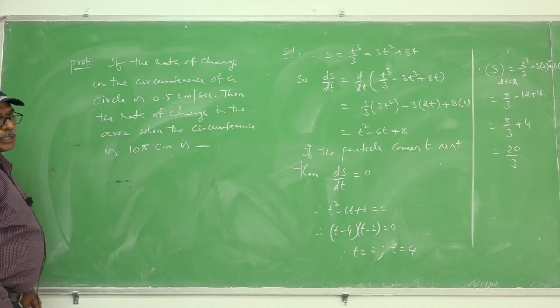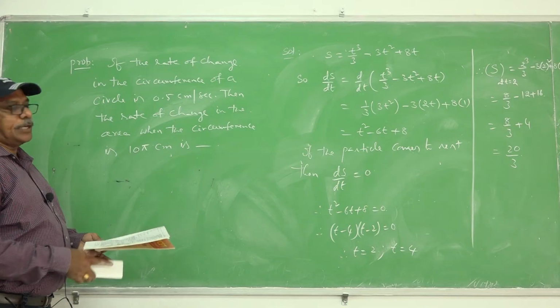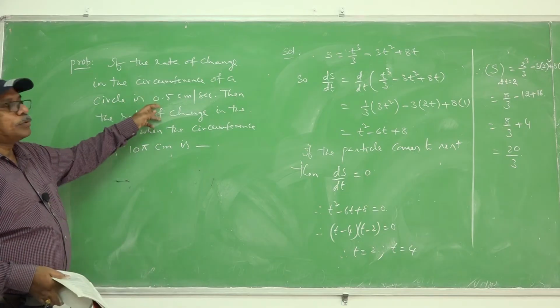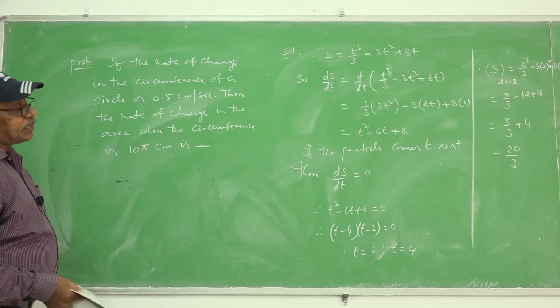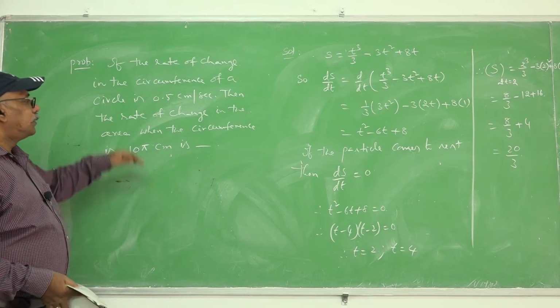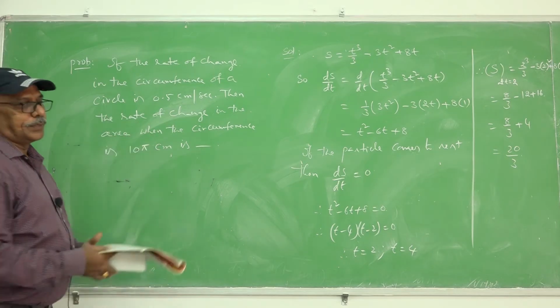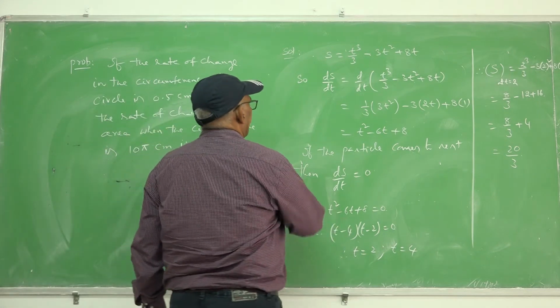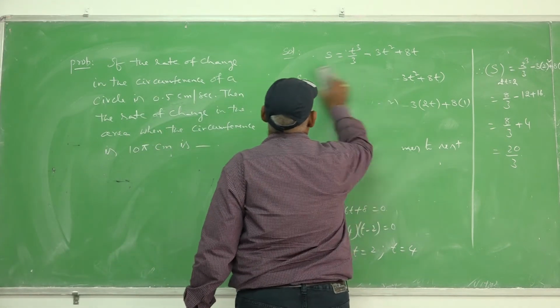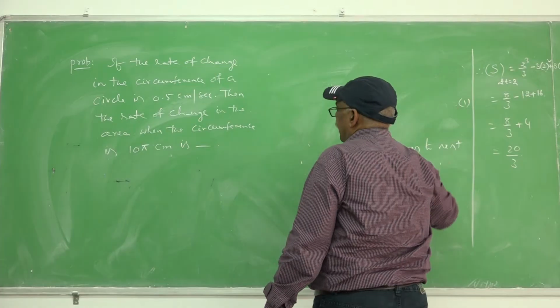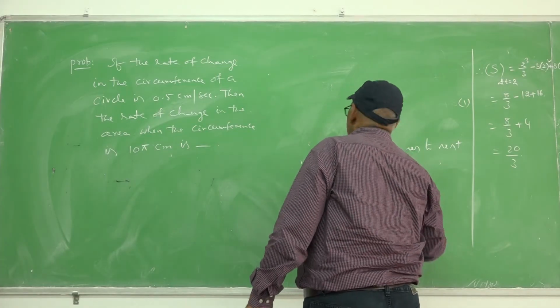The rate of change in the circumference of a circle is given as 1 by 2, 0.5, centimeter per second. Then what is the rate of change in the area when the circumference is given, not the radius, when the circumference is given as 10 pi centimeters.